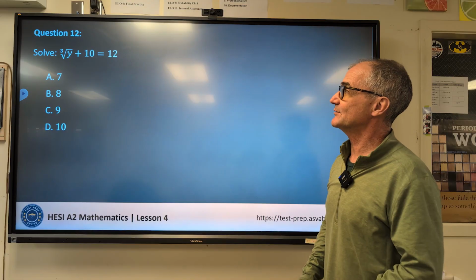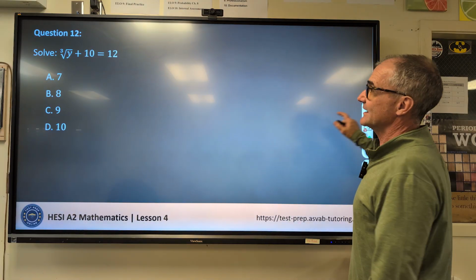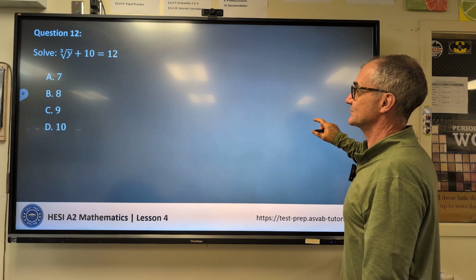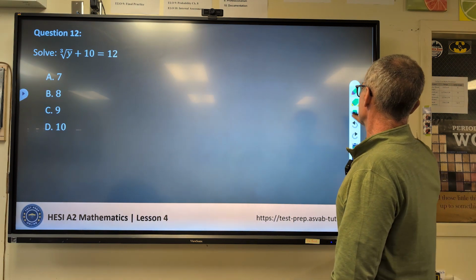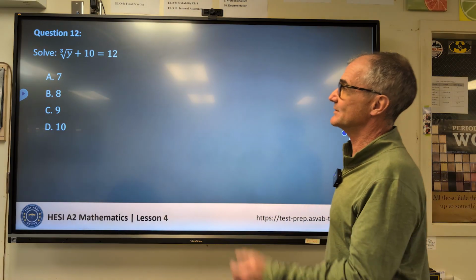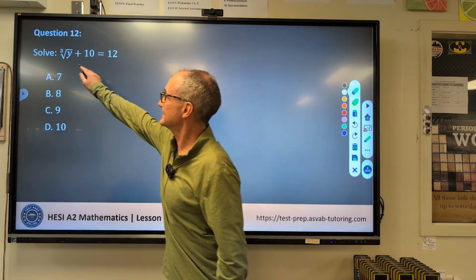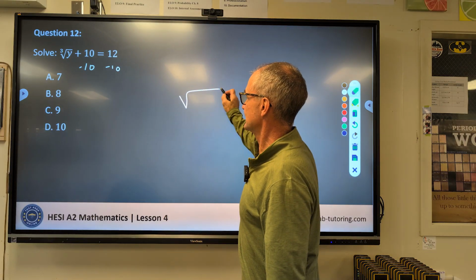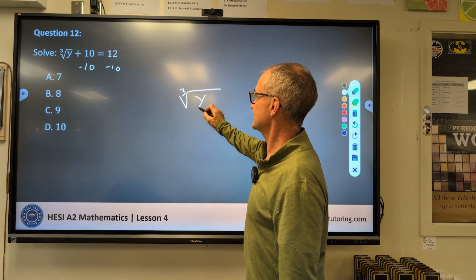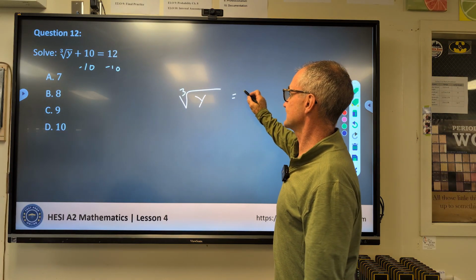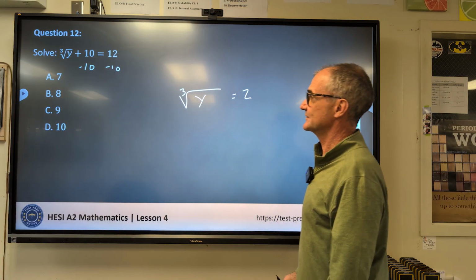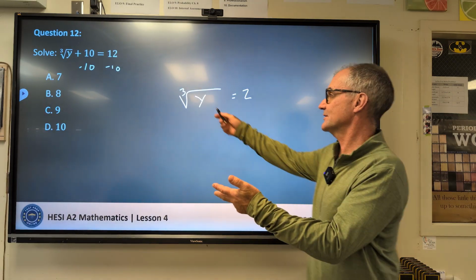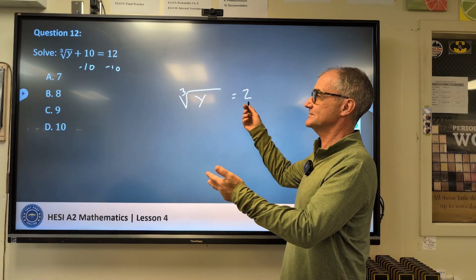Okay, problem number 12. So what we have here is the cube root of y plus 10 equals 12. Again, what we're trying to do here is get y by itself. So I'm going to subtract 10 from both sides to get the cube root of y, 12 minus 10, is equal to 2. So what times itself will go in here to equal 2.